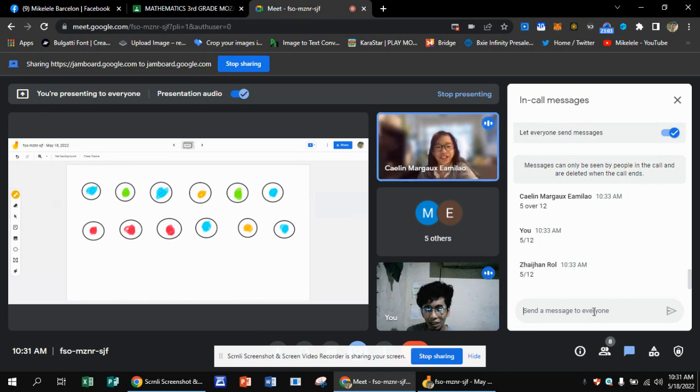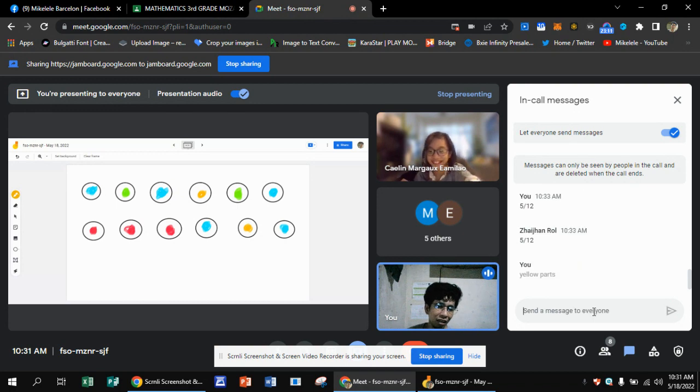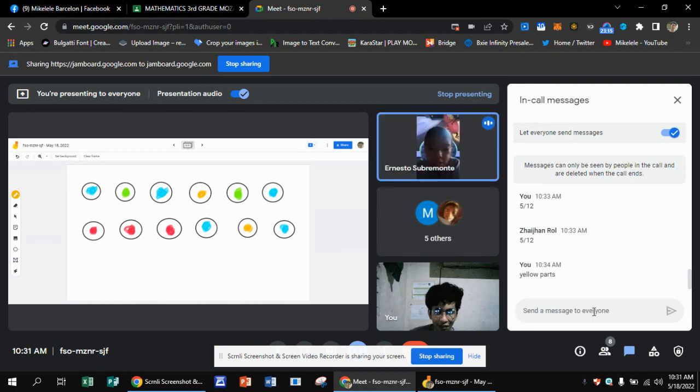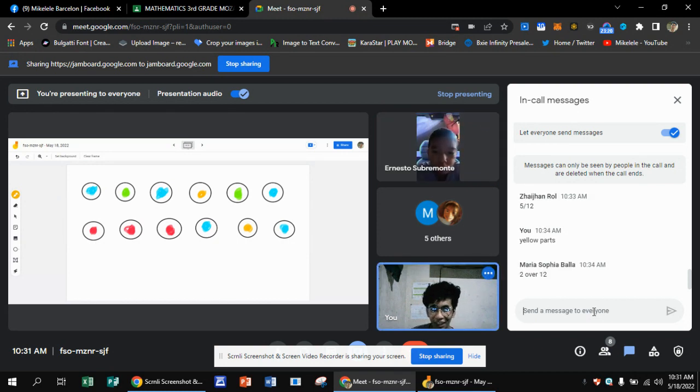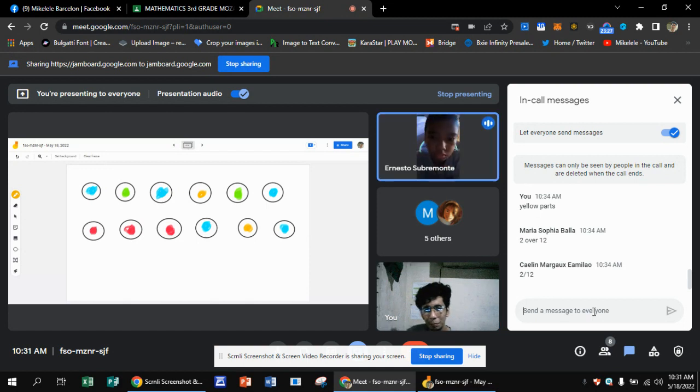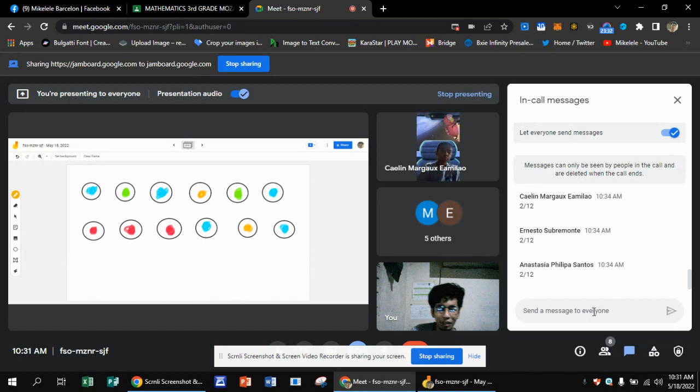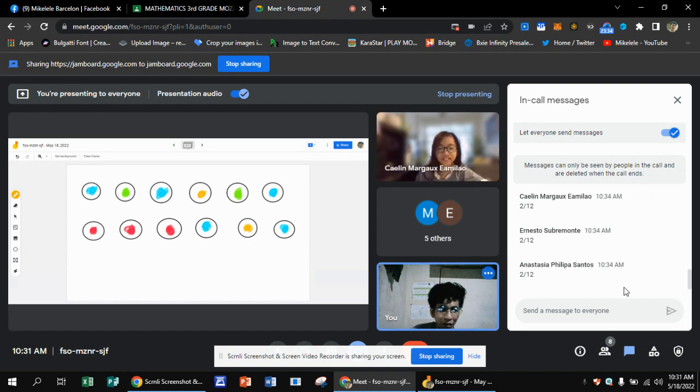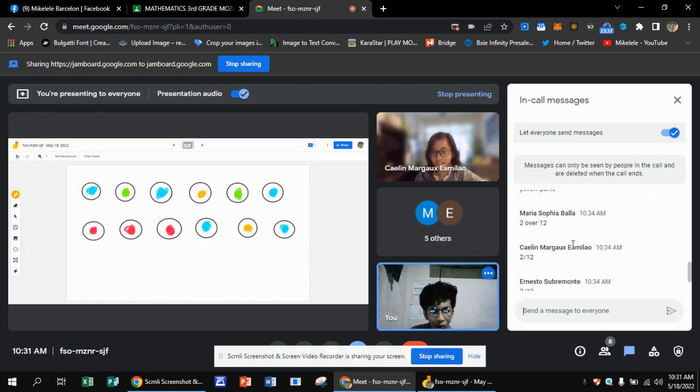Now, can we do the red? I want to do the red. Okay, what if I tell the yellow parts? No, bilis mag-type ah. Okay, so that is 2 over 12. Is that all? One, 2, 3, 4.